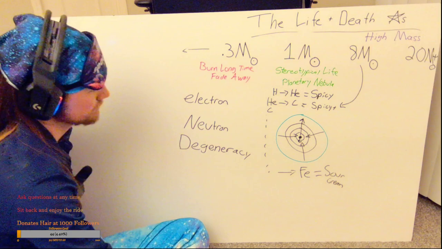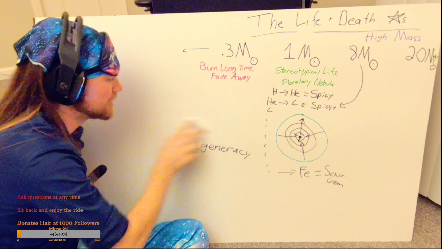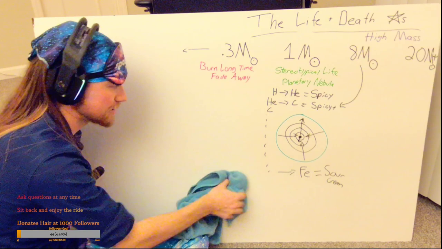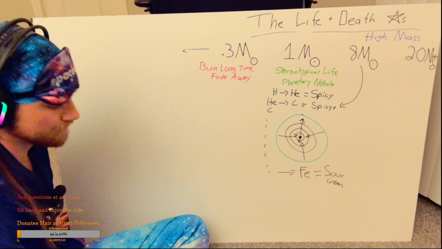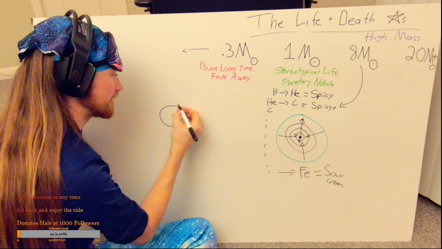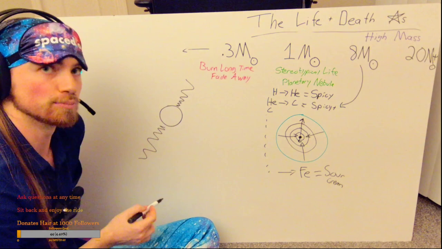Oh, well, I guess I don't really need this. Yeah. Electron degeneracy for a white dwarf. Neutron degeneracy for a neutron star, pulsar, or magnetar, which the only difference between all those names is that neutron star is the general term. You have pulsars, which is when a neutron star can have its magnetic field be blasting off all kinds of radiation. And let's say it's two pole areas, because if you imagine, let's do a different color here.